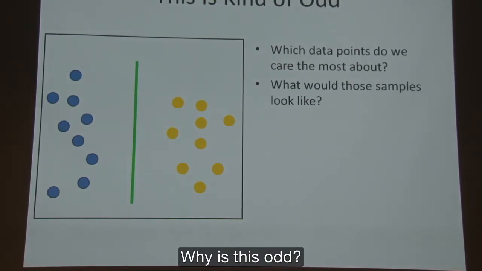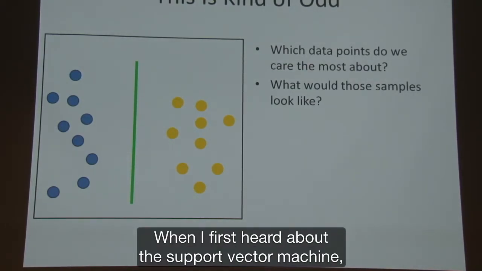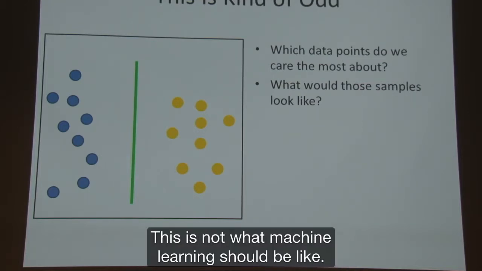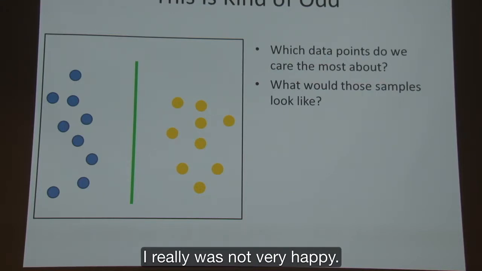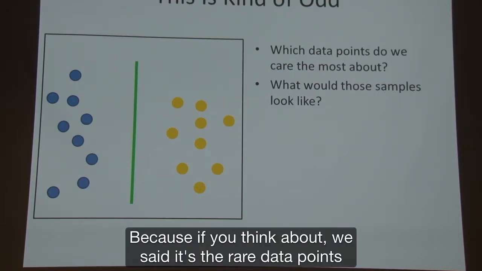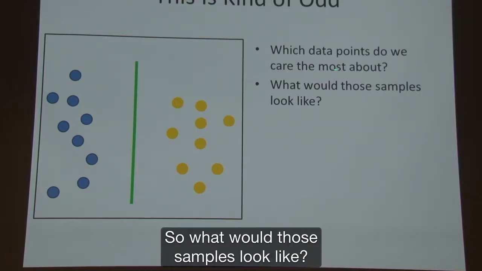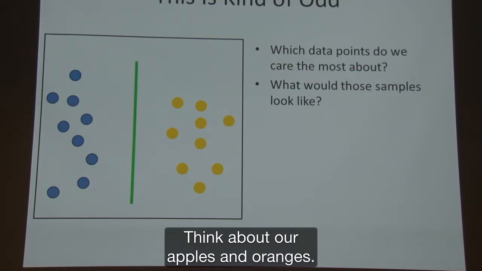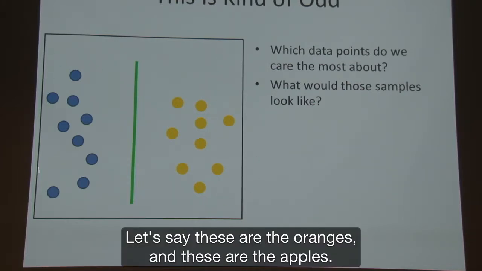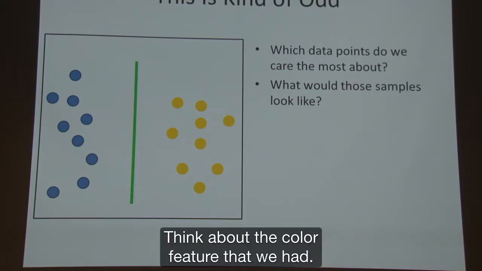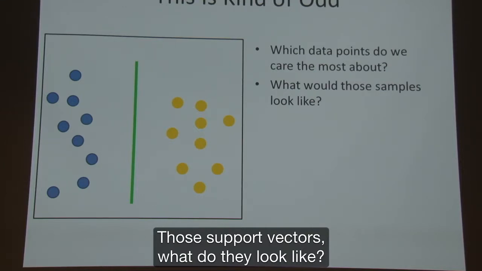Why is this odd? When I first heard about the support vector machine, I was like, that's crazy. This is not what machine learning should be like. I really was not very happy. Because if you think about it, we said it's the rare data points it cares about. So what would those samples look like? Think about our apples and oranges, right? Let's say these are the oranges and these are the apples. Think about the color feature that we had. Those support vectors, what do they look like?